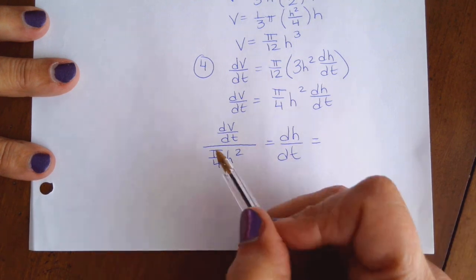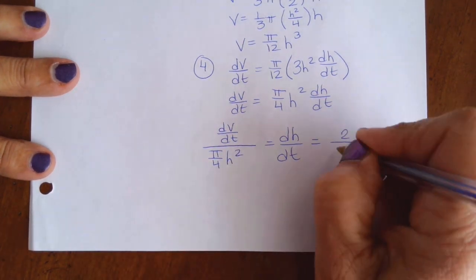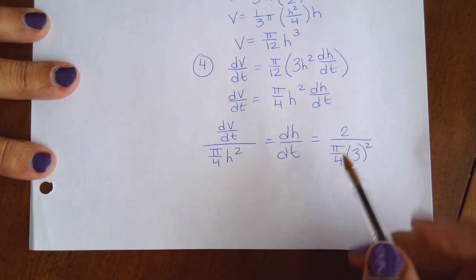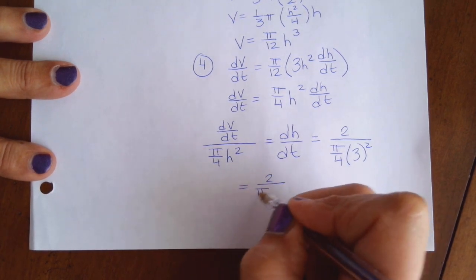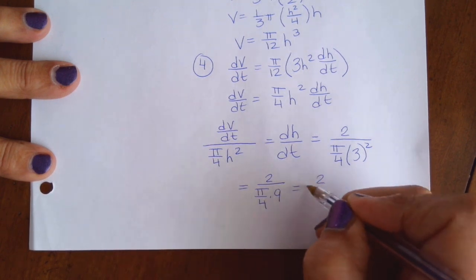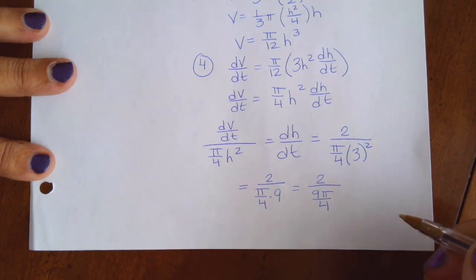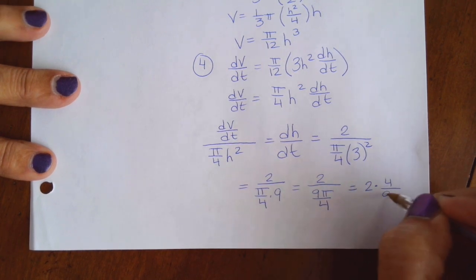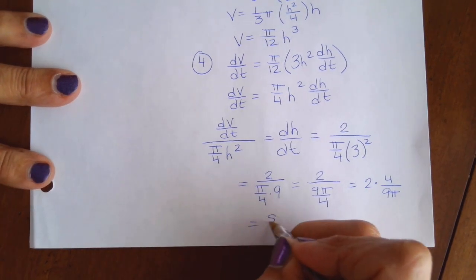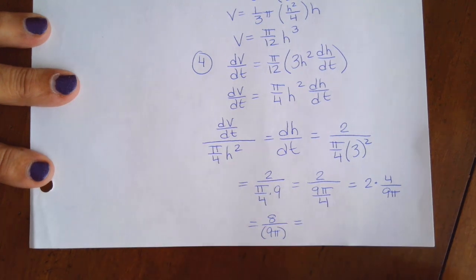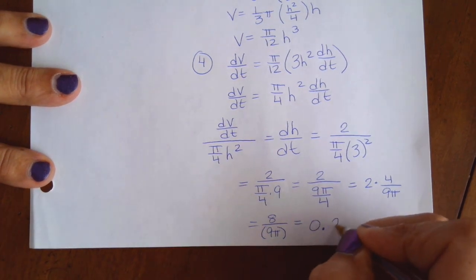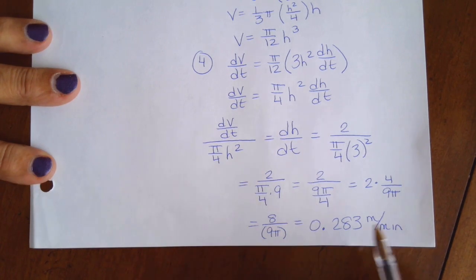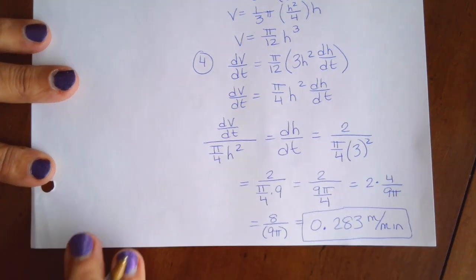So now I can come and find dh dt. So dV dt is 2 over pi over 4 times h, which is 3 squared. So again, be very careful with your calculators. Okay, so this is 2 over pi over 4 times 9. So that would be 2 divided by 9 pi over 4, right? So you could do it that way. You could flip it and multiply, which would be 2 times 4 over 9 pi. So in your calculator, you're actually doing 8 over and then 9 pi, better be in parentheses if you need to. Okay, so that should give you 0.283 meters per minute. This was the height, right? The rate of the height, so regular units. So that's what you should get.